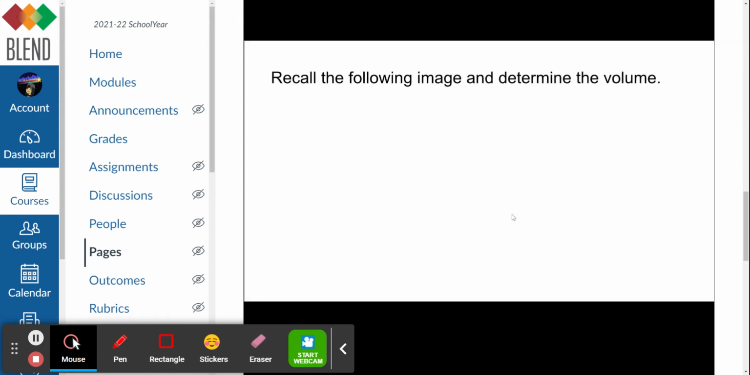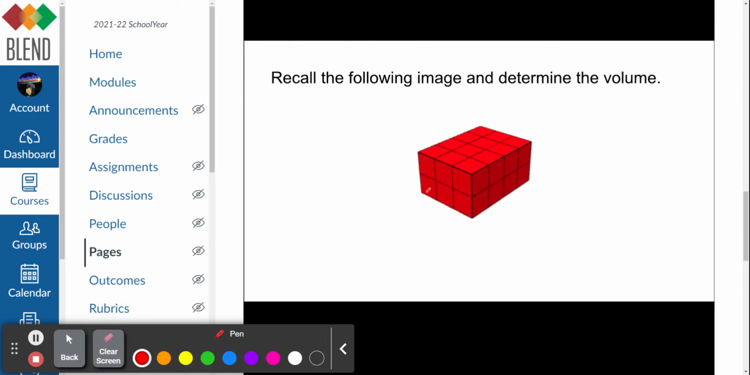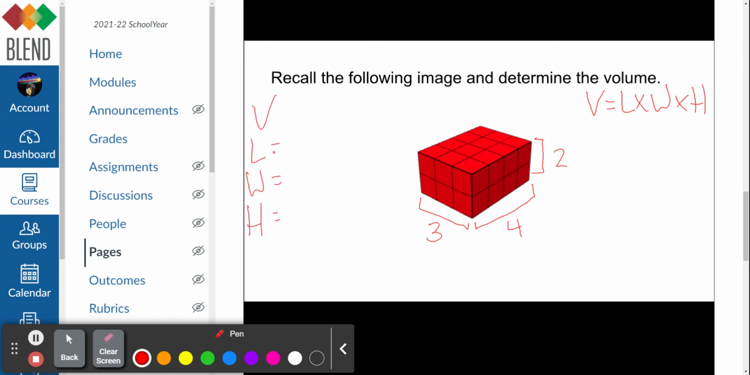Recall the following image and determine the volume. All right, so first thing we need to do is find out the dimensions. So length, width, and height. We have 3, 4, and 2. So we're going to use the formula volume equals length times width times height. Go ahead and solve this one, and when we come back, we'll check and see how many cubic units our volume was.